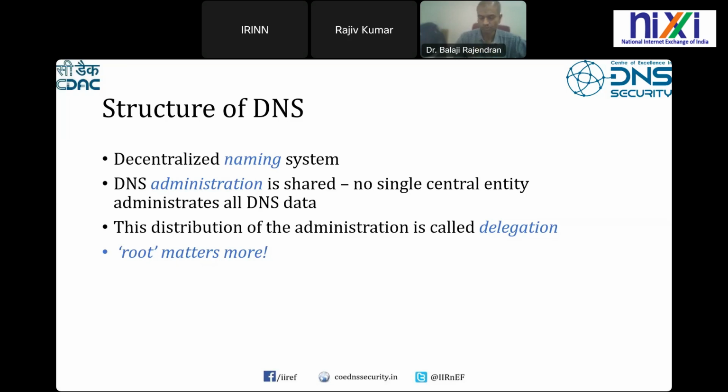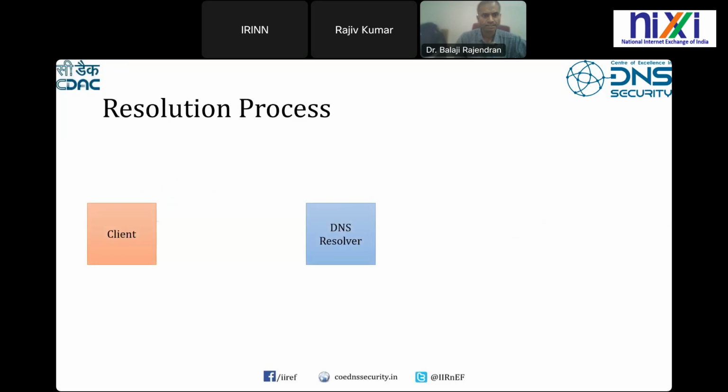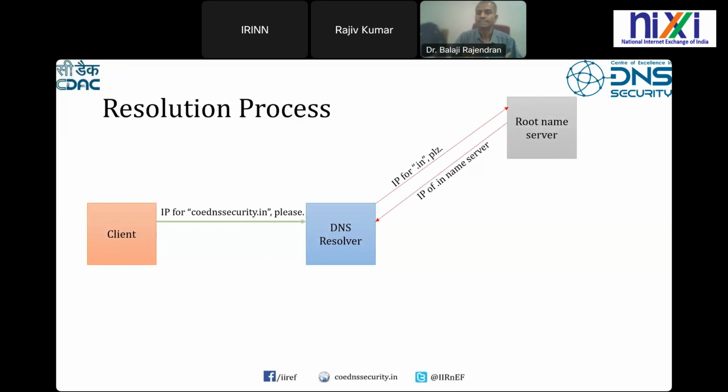And further, the root matters more. Why root matters more: for example, I am asking for the IP address of coednssecurity.in, and let us say the request reaches the DNS recursive resolver. Let us say the resolver does not have the IP address. If it has not cached the IP address within itself, then the next step is that it will send a query to the root name server.